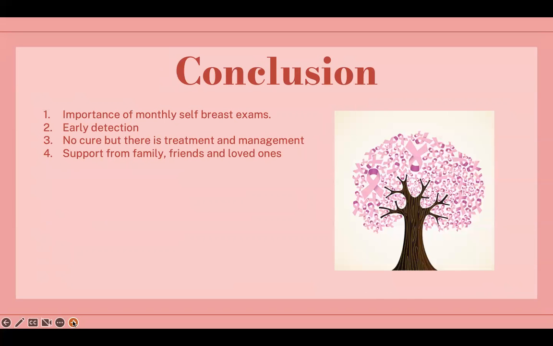In conclusion, there is an importance on monthly self-breast exams and seeing your PCP yearly for early detection. There's no cure, but there is proper treatment and management. Mammograms should be happening every 2 years for women age 40 to 50 and annually for women age 53 to 70. And most importantly, going through a disease like cancer requires love and support from families and friends.